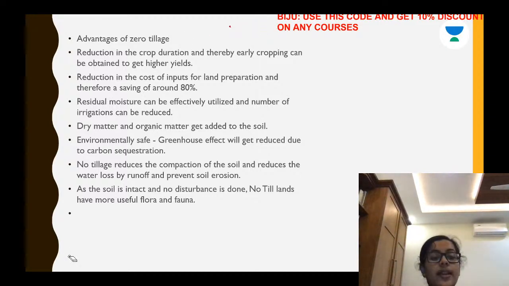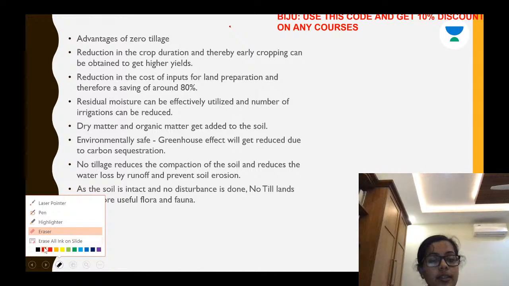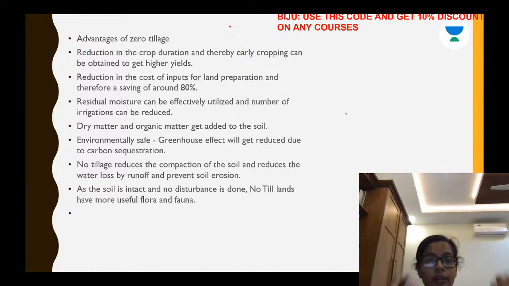Hope you're clear with it. What are the advantages of zero tillage? Reduction in crop duration, you get higher yields, and the cost of production is less. The number of irrigations can be reduced. Dry matter and organic matter is always added to the soil. And it's also very environmentally safe. It can reduce greenhouse gas because carbon sequestration is being practiced here. Carbon sequestration. This is it.